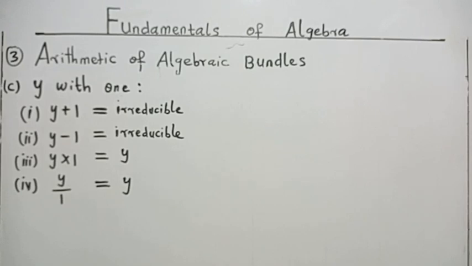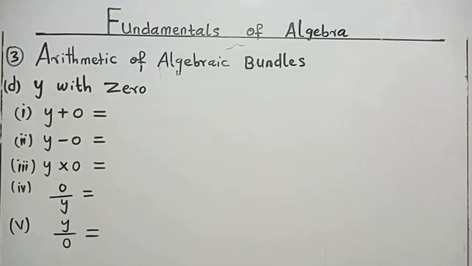We just finished with this y with 1. What about y with 0? Let us look at arithmetic operations of y with 0. And that is it. We are now going to consider y with 0. The first is adding 0 to a number. Y plus 0 is the case in point.